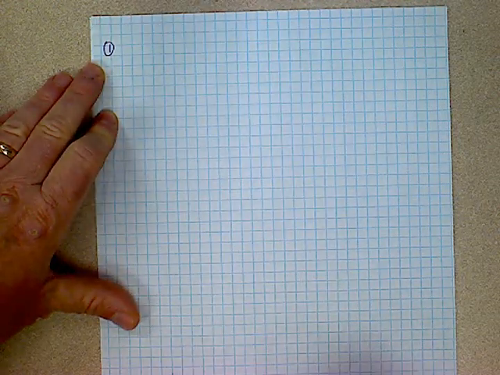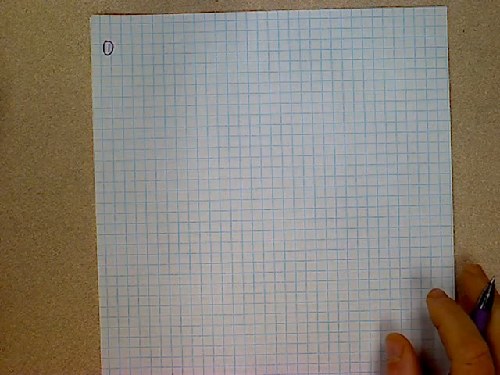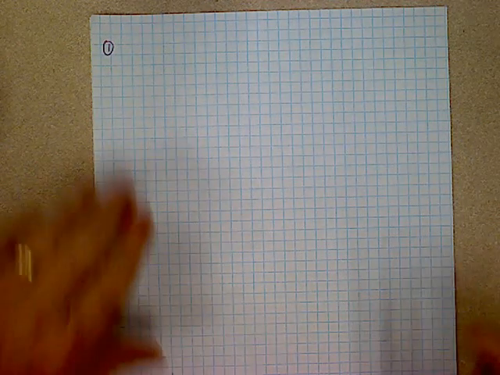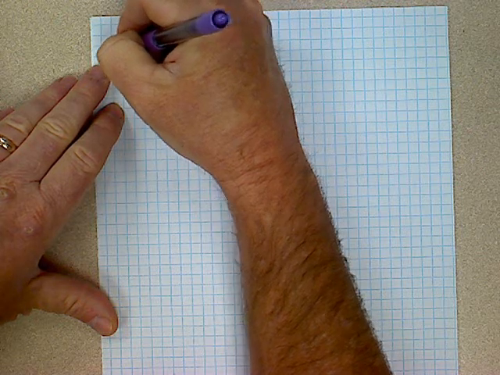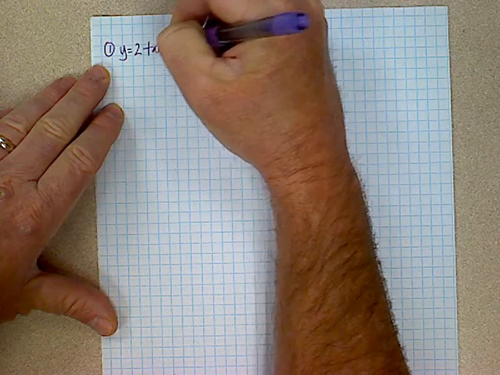Question number 1 today. You got your graph paper, you got your pens and pencils, and ruler. If you do, you're ready. If not, push pause, come back, get started again. All right, so here we go. First one, y equals 2 tangent of theta divided by 2.